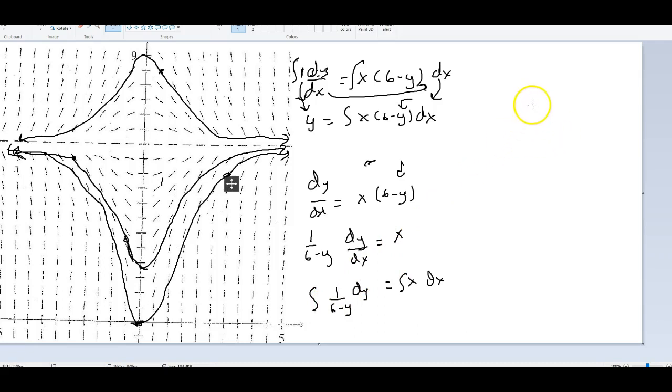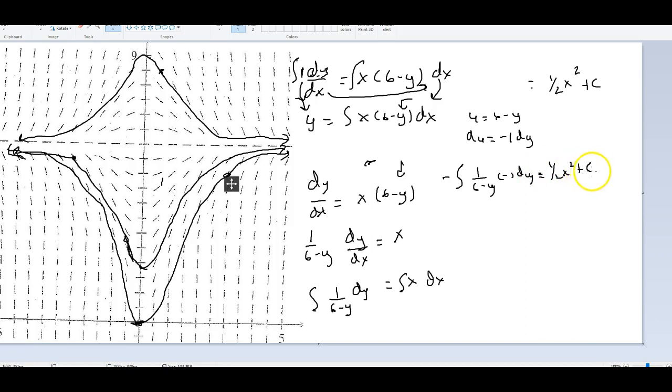Now if I look at the right-hand side, life is easy. That's just 1/2 x squared plus c. Over on the left side, I look at it and there I got a mess on my hands, right? But it's okay because I know how to do that mess. I can set u equal to 6 minus y. du therefore equals -1 dy. I need a negative, so I'm going to make one. So I set up the integral. The integral would be -1/(6 - y) times negative dy equals 1/2 x squared plus c.